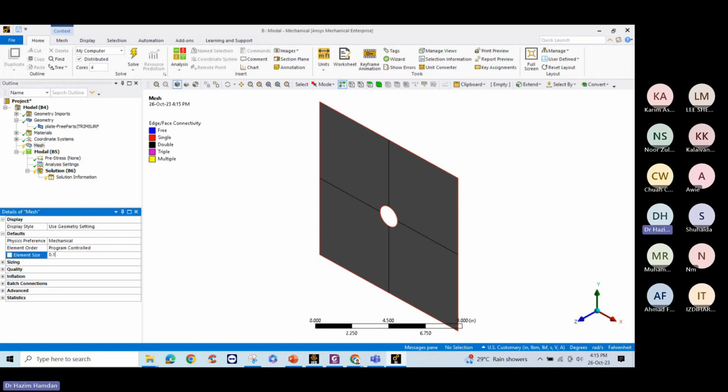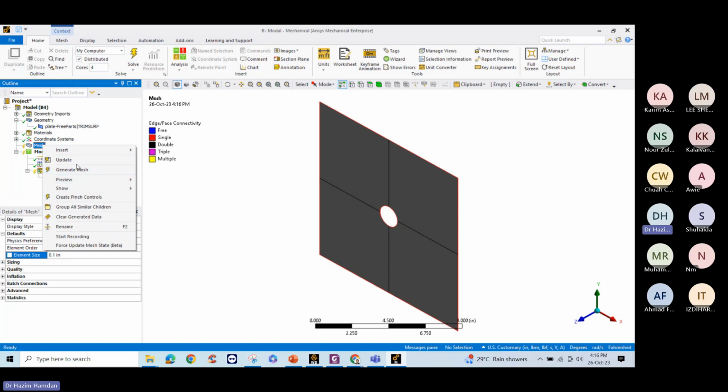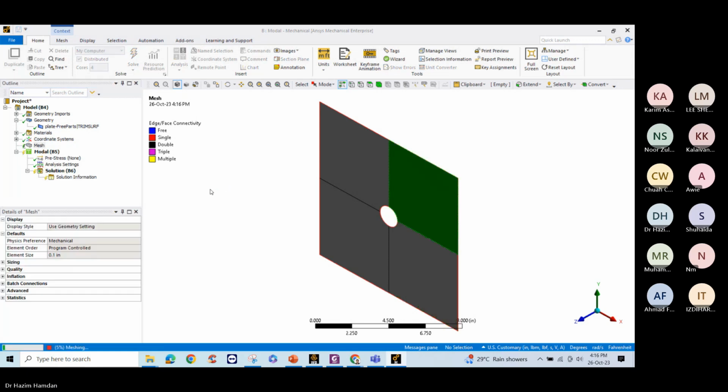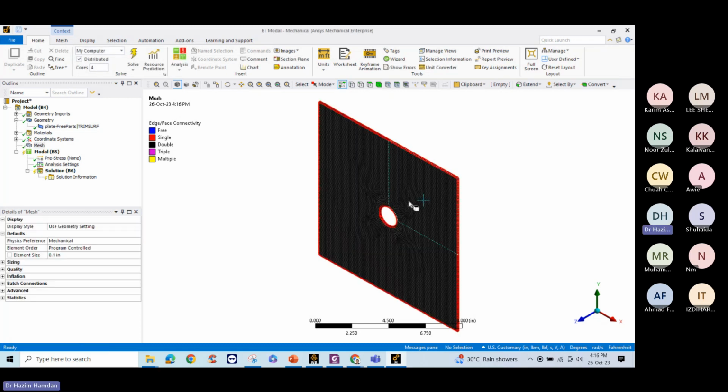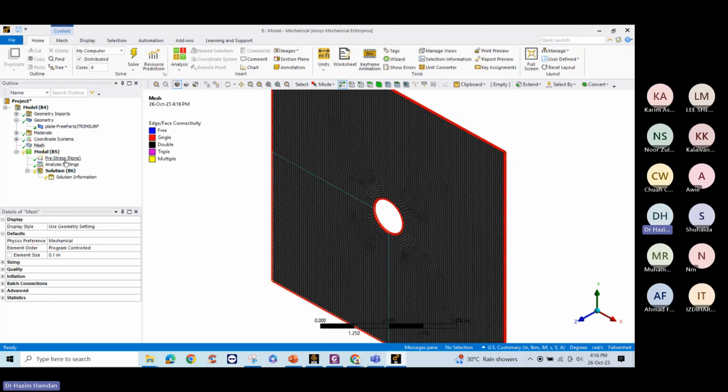For the mesh, I set the element size to 0.1, and then click generate or update. Okay, so this is the mesh already generated.